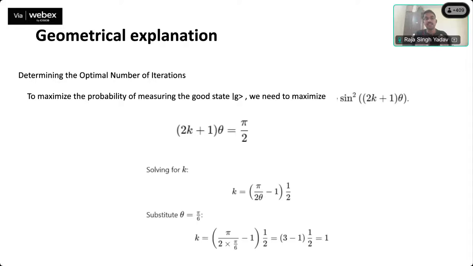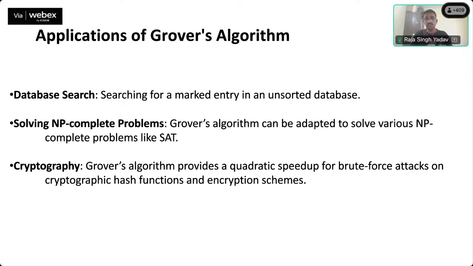That's how you can understand the geometrical explanation, with the histogram also changing side by side. Now, the applications of Grover's algorithm: it helps in searching for a marked element in unsorted data, already done. It can also help to solve NP-complete problems like SAT problems, and it can even help in cryptography, since we already know it gives us a quadratic speedup. So for a brute force attack on a cryptographic hash function and encryption scheme also, these are a few domains which you can explore. I'm not from the cryptography domain and haven't tried it, but you can try it.